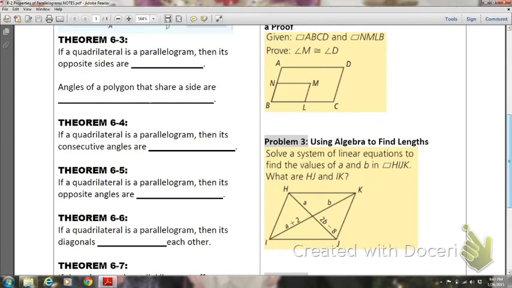Here we have several theorems about the properties of parallelograms. The first one indicates that if a quadrilateral is a parallelogram, then its opposite sides are congruent. And the next definition is consecutive angles. The angles of a polygon that share a side are called consecutive angles.